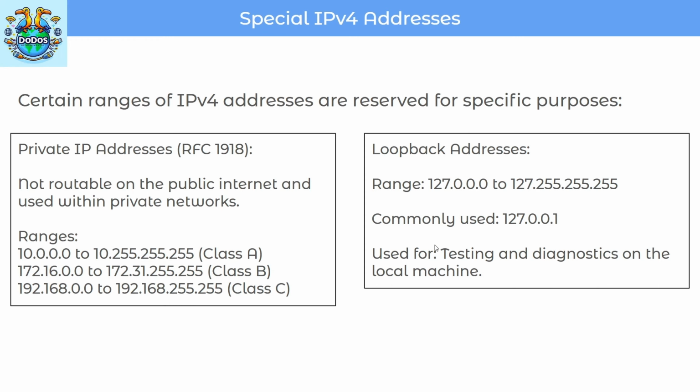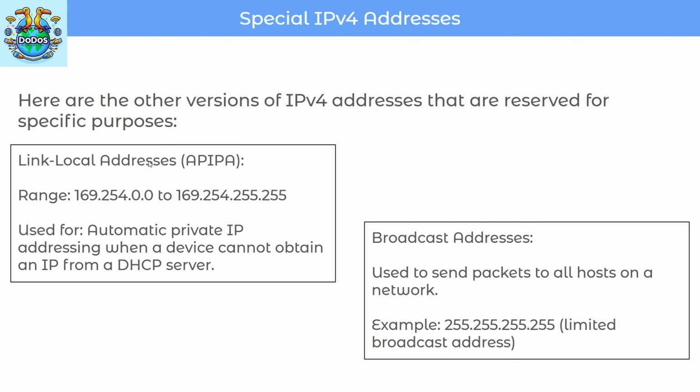and are used for testing and diagnostics on the local machine. More special IPv4 addresses are the link-local addresses, or APIPA, which are used for automatic private IP addressing when a device cannot obtain an IP address from a DHCP server. Broadcast addresses are used to send packets to all hosts on a network, and an example would be 255.255.255.255, which is a limited broadcast address.